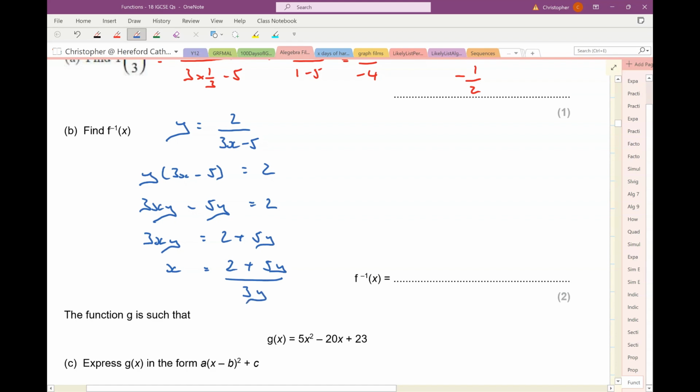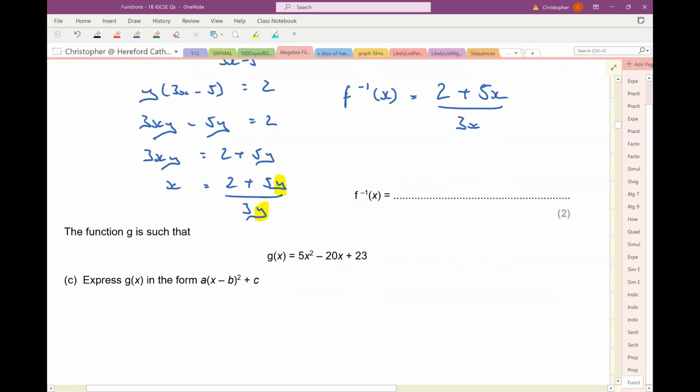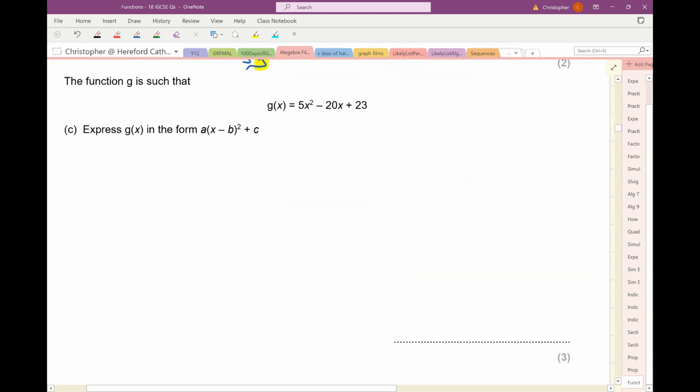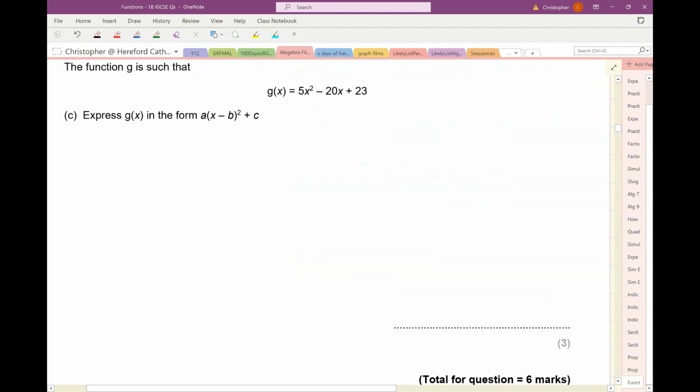And so now I can write down the inverse function by copying my expression, but instead of these y's, I will write an x. 2 plus 5x over 3x. Okay, part C. The function g is such that, and there it is defined there, express g of x in the form a lots of x minus b squared plus c. Essentially, I'm simply being asked to complete the square on this expression here.